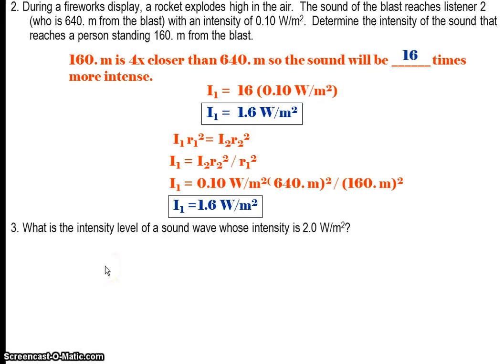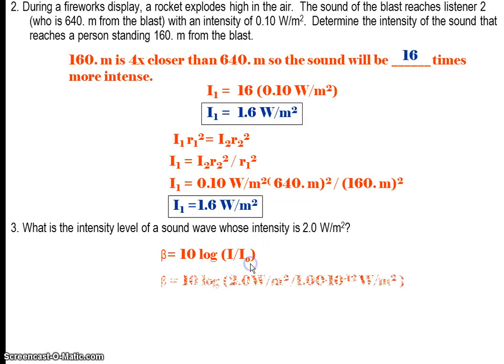Number 3: what's the intensity level of a sound wave whose intensity is this? Now we're looking for intensity level, which is measured in decibels, so we have to use the equation on the back of the note sheet. If you remember, the threshold of hearing is 1 times 10 to the negative 12 watts per meter squared, so we'll be using that for I sub 0. That's a constant right there.